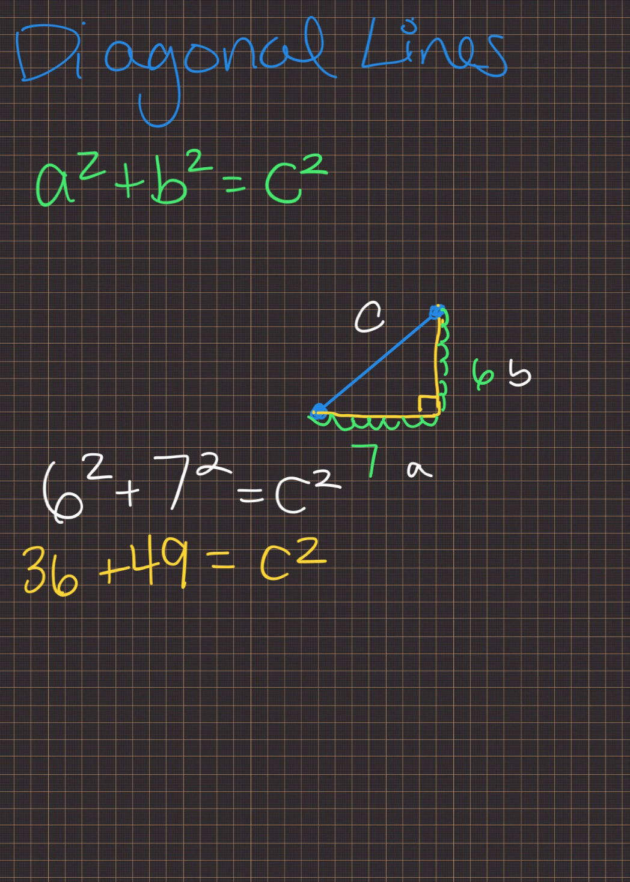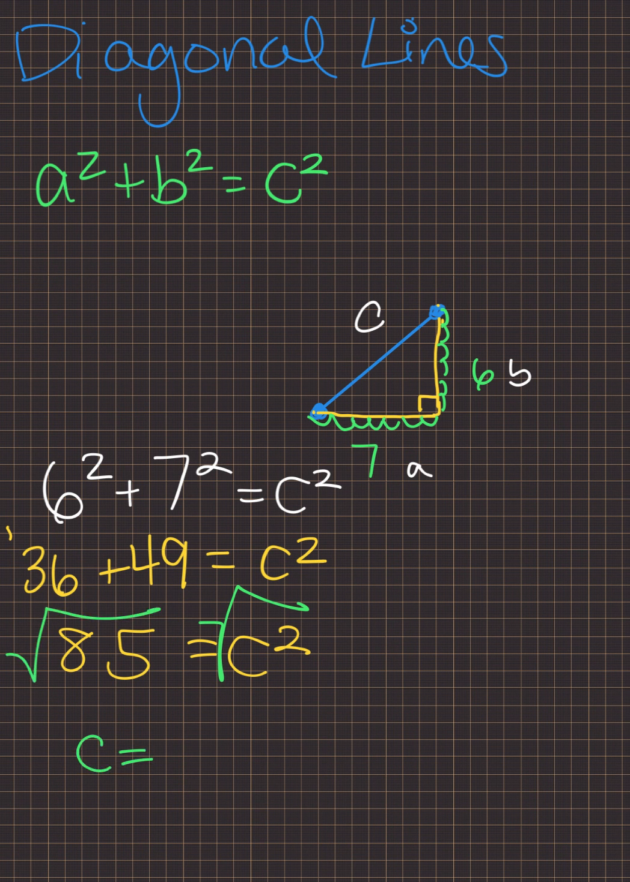And c squared is still a little bit of a question mark. 36 plus 49, I get 9 plus 6 is 15. Carry the 1, and then I get 85 equals c squared. But I am not done yet because c is not alone. I need to square root c, and if I square root one side, I square root the other.